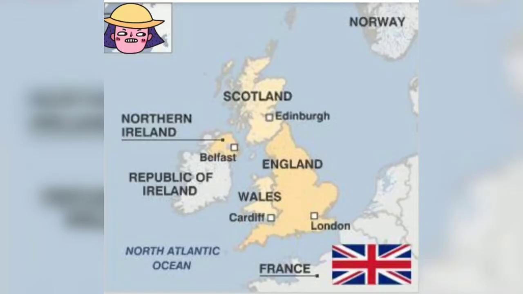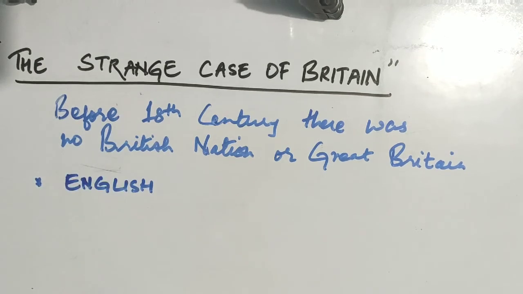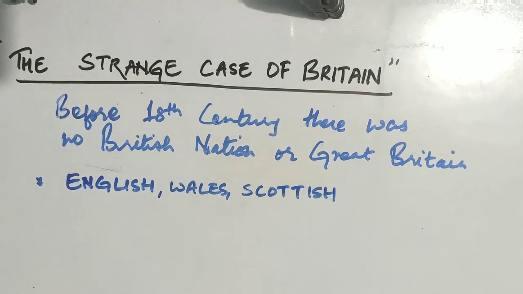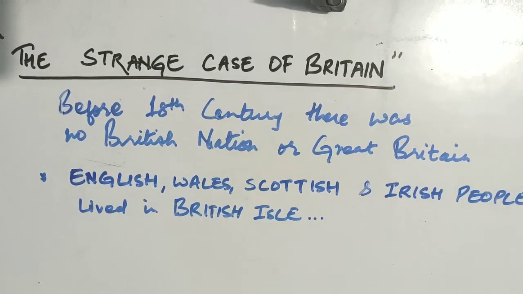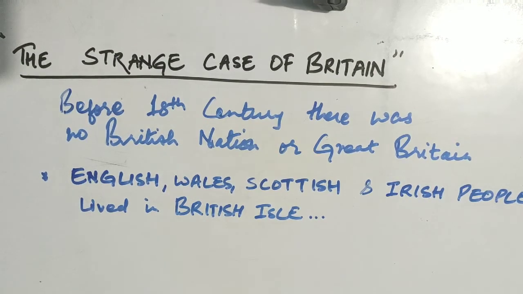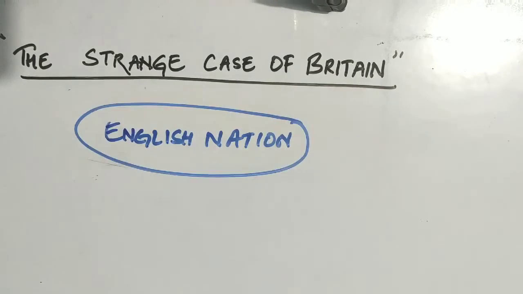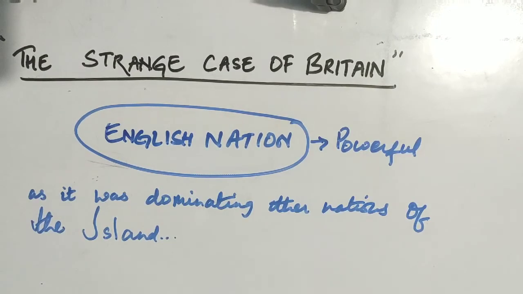Now let's talk about the strange case of Britain. To unify Germany and Italy, various revolutions and the idea of war were used, but this was not the same in the case of Britain. Before the 18th century, there was no British nation. People of different identities and ethnic groups such as English, Welsh, Scots, and Irish lived in the British Isles. They had their own culture and traditions, and even their languages were not the same. But as the English nation was becoming powerful, it was dominating the other nations of the island.